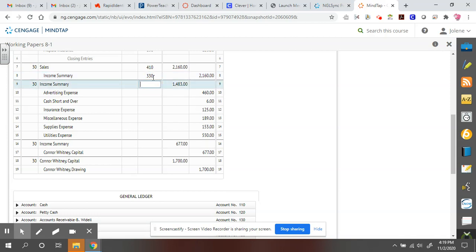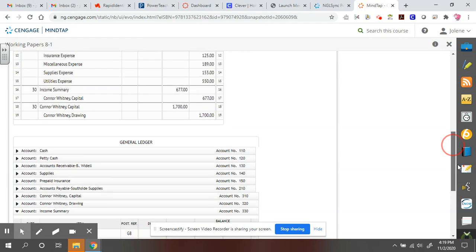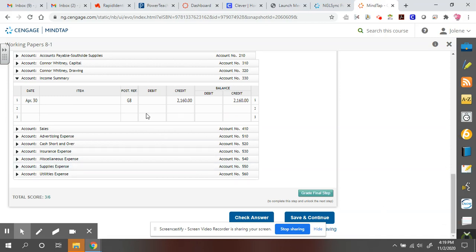Okay. So now we come to income summary again. Income summary, and this time it's a debit for the 1483. We still got this on the 30th. Got it off of G8.